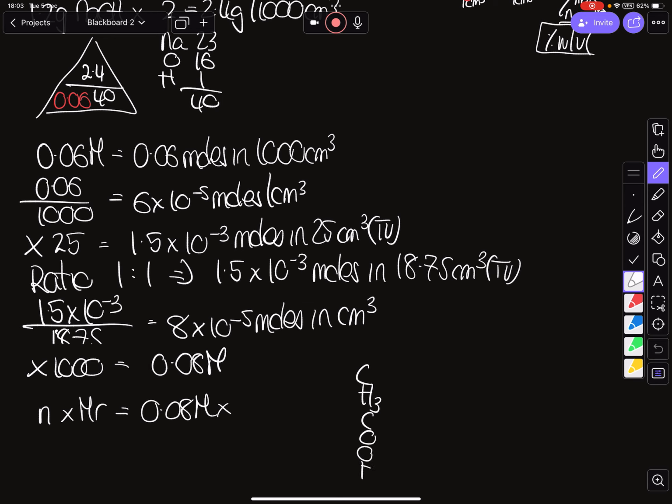Again, we always show all of our workings out for our examiner. 12, 16, 16 plus 1, and when I put all those together, it's 60. So I multiply 0.08 by 60, and I get 4.8 grams in a litre.